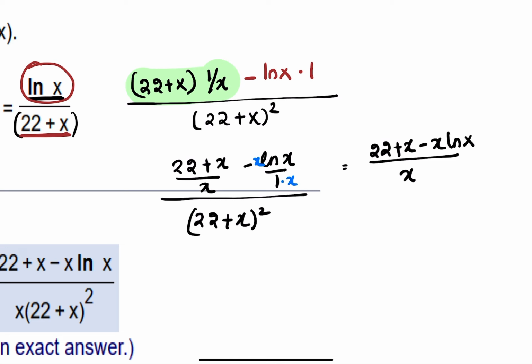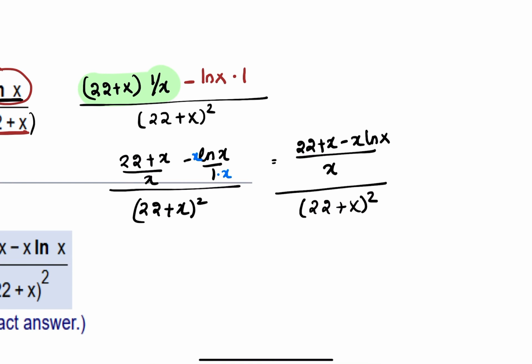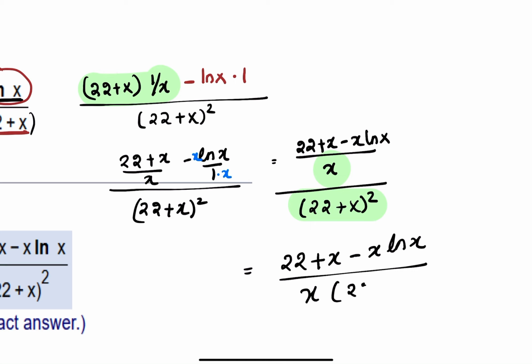And again, I'm going to bring down the square, which is 22 plus x whole squared. Now when I simplify this further, this x gets multiplied with this one, and my final answer would be 22 plus x minus x ln x over x times 22 plus x whole squared. And that's your final answer.